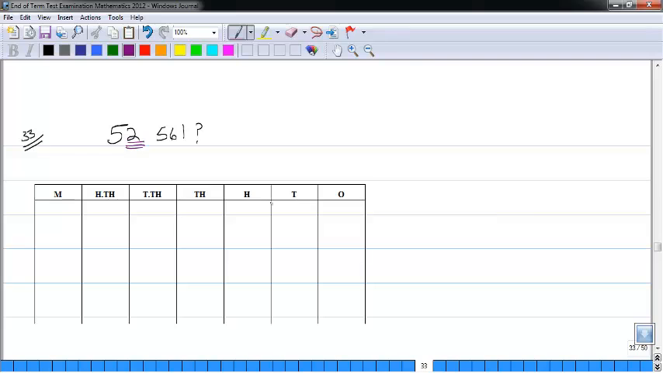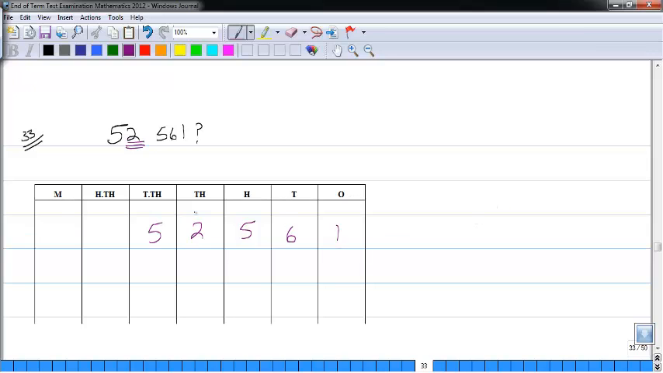Number 33 says, which will give the value of 2 in 52,561? To better understand this, let's fill in our numbers in our place value chart. So we start going from right to left: 1, 6, 5, 2, 5. So we have 5 sets of 10,000, 2 sets of 1,000, 5 sets of 100, 6 sets of 10, and 1 unit.